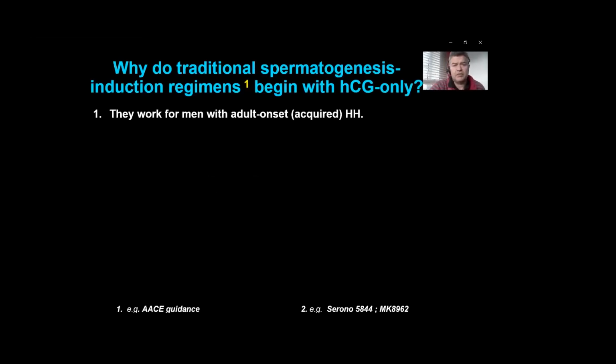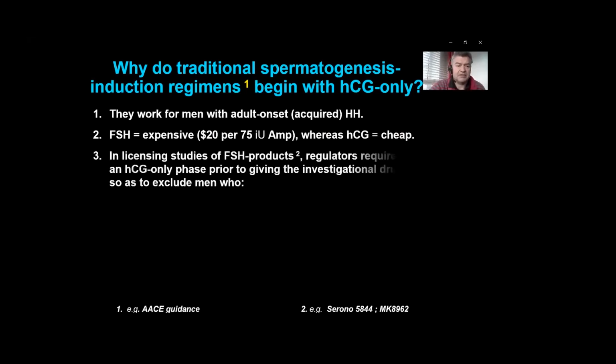So in this case, why do all the traditional sperm induction regimens begin with an HCG only phase? Why is that what's in the textbooks? Well, first of all, because they work for men with adult onset or acquired hypoc, and the assumption was they ought to work just as well for men with congenital hypoc, but as you can see, they don't really. Second, FSH is more expensive, whereas HCG is cheap, and the thought was, well, try out the cheap stuff first before we pull out the expensive stuff.